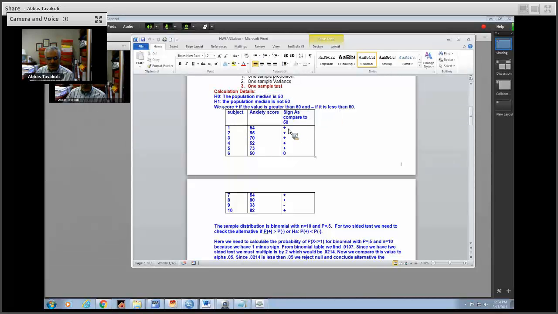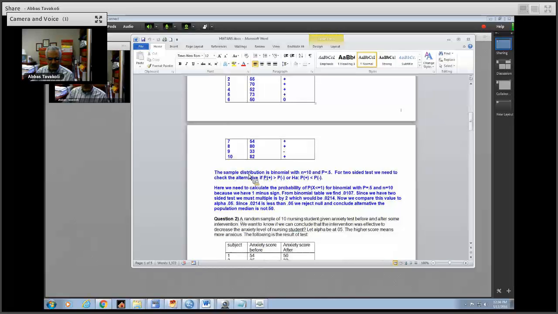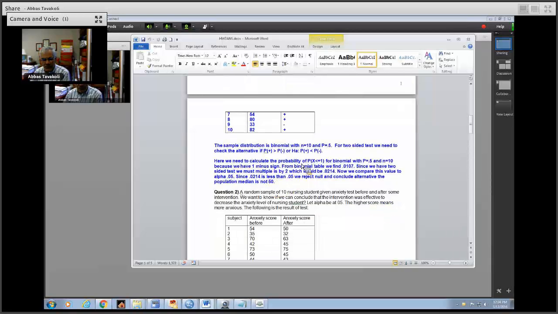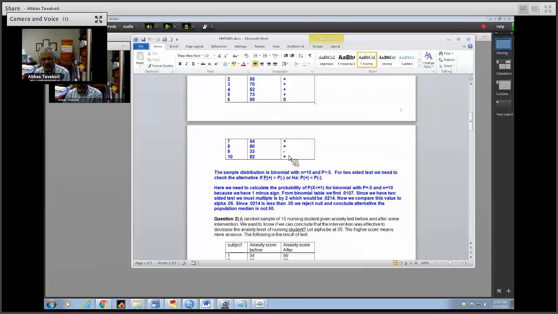Again, here is your hypothesis testing, and we wanted to score positive if the value is greater than 50 and negative if it is less than 50. So 54 was greater, so we assigned plus, and 55 the same. 50 was the same, got 0, and then 33 was negative. Since the sample distribution is binomial with n equal 10 and p equal 0.5, and since we have a two-sided test, we needed to calculate either the probability positive greater than negative, or the probability positive less than negative.